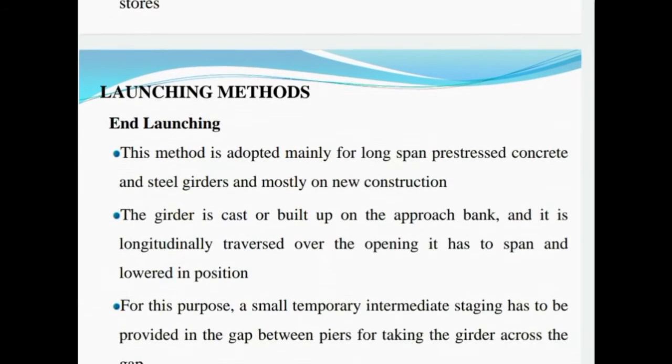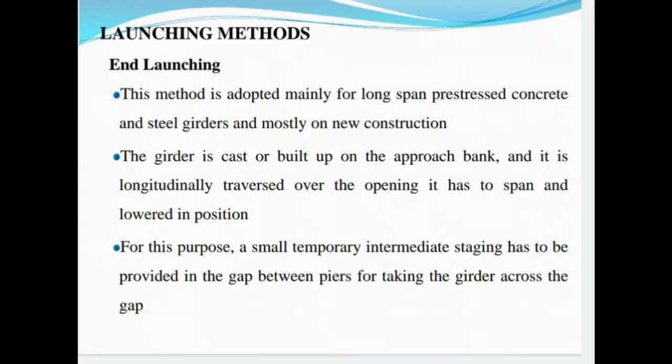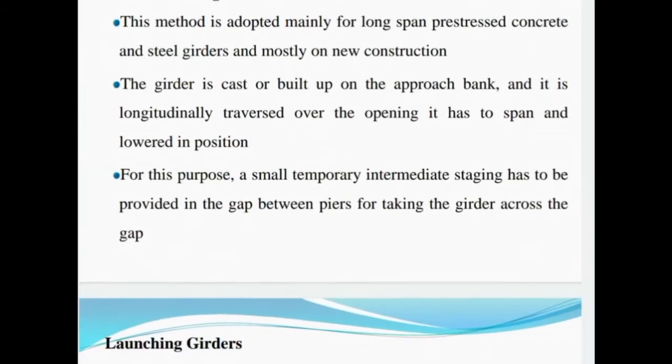Now we are going to see the launching methods that are used in the construction of the superstructure elements. In the launching method, we are going to see the end launching method. This end launching method is adopted mainly for long span pre-stressed concrete and steel girders, and is mostly used for new construction. In this, the girder is cast and or built up on the approach bank, and it is longitudinally traversed over the opening, and it has a span and is lowered into position. And for this purpose, a temporary intermediate stacking has to be provided in the gap between the piers for taking the girders across the gap.